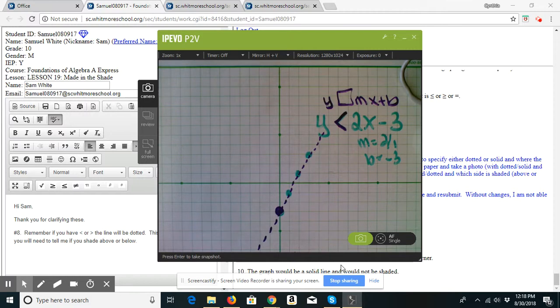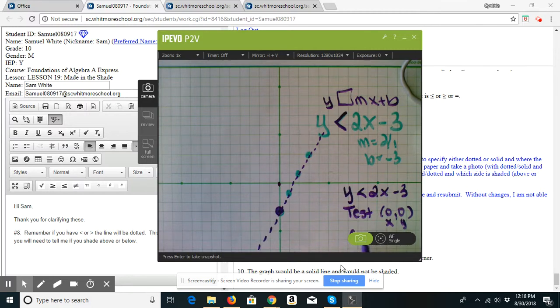But if you don't feel comfortable with that, you can always do a little test point. Find a point not on the line. And if ever you can use 0, 0, I would do that. And we're going to plug it in. We're going to test 0, 0. I'm sorry, y is 0, x is 0.